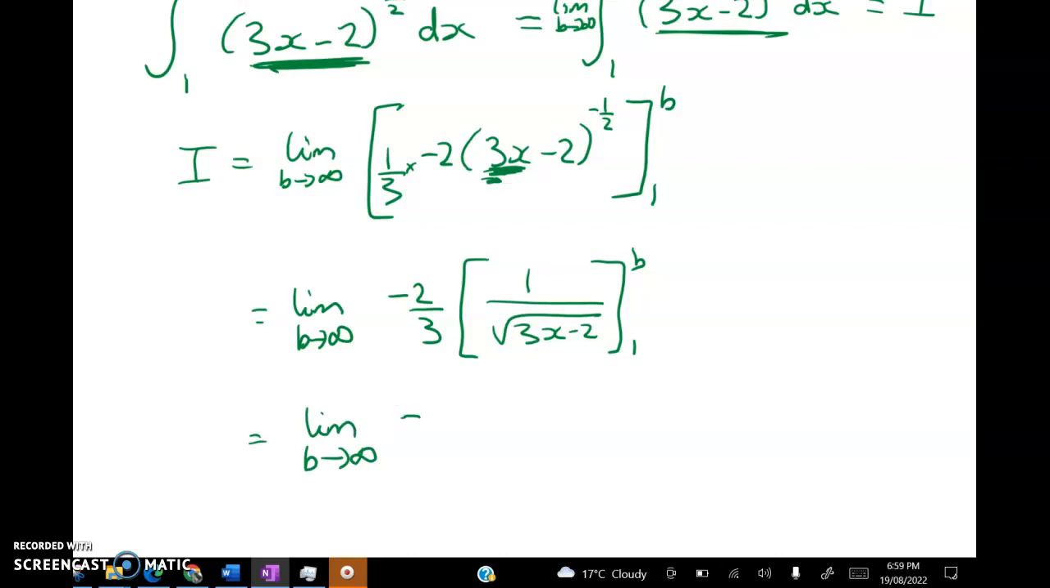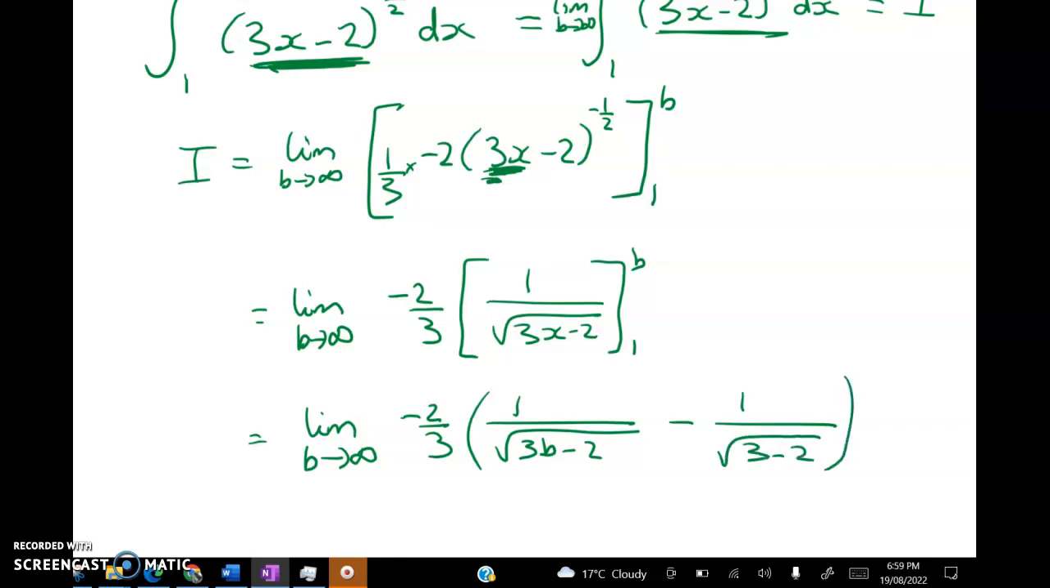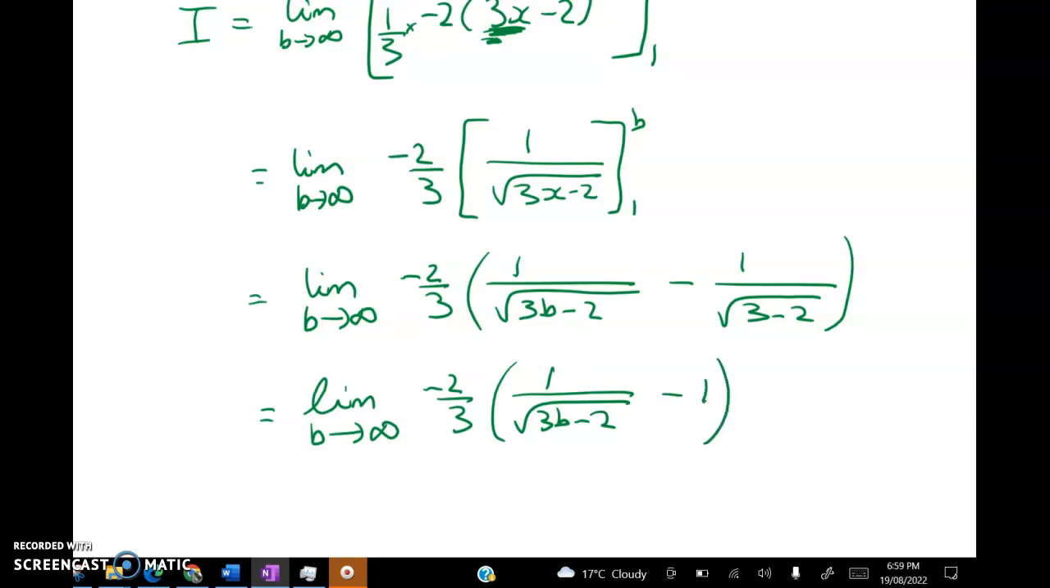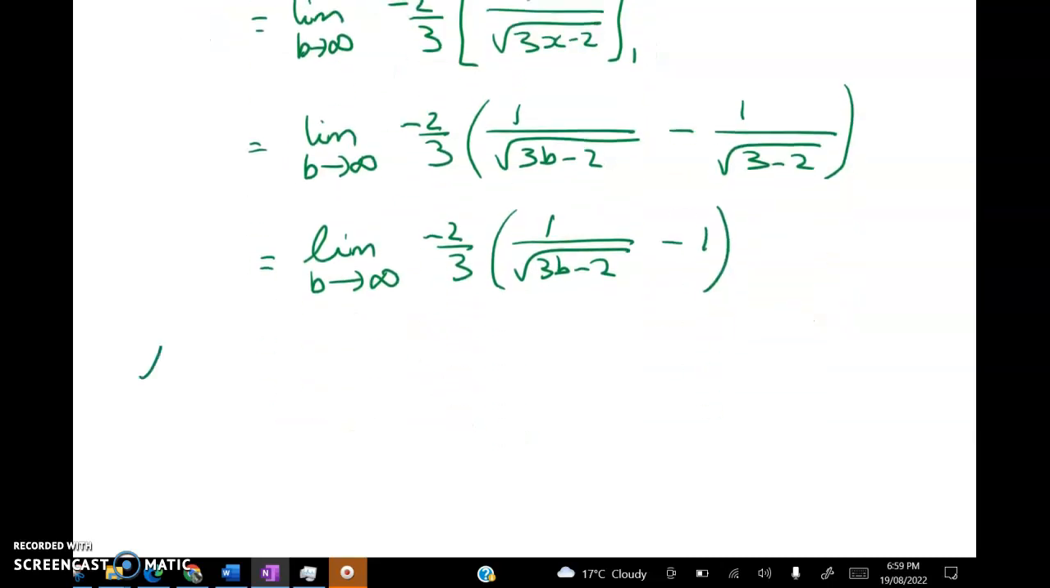And so here we've got negative 2/3 times 1 over root 3b minus 2 minus 1 over root 3 minus 2, which is simply 1. So just leave that in here. We're going to have a look at this slowly in a second. And here we've got take away 1. So it's fine to do some work off to the side.